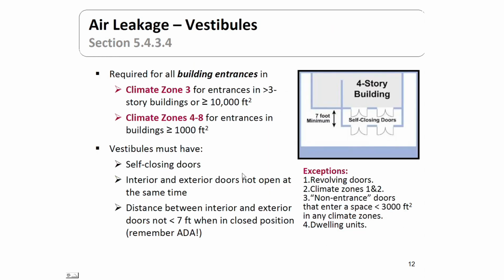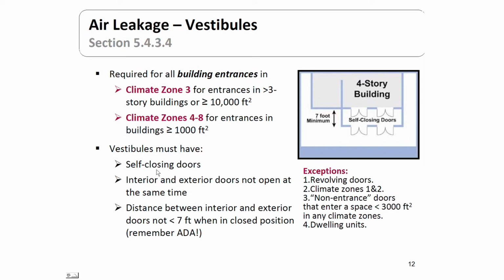Air leakage in vestibules. This is section 5.4.3.4. This is required in all building entrances in climate zone 3 for entrances in a 3-story building or a building of greater than 10,000 square feet. So, not required, down here you can see in the exceptions, it's not required in climate zones 1 and 2. It's also required in climate zones 4 through 8 in much smaller buildings. That is, those buildings only have to be 1,000 square feet or more.